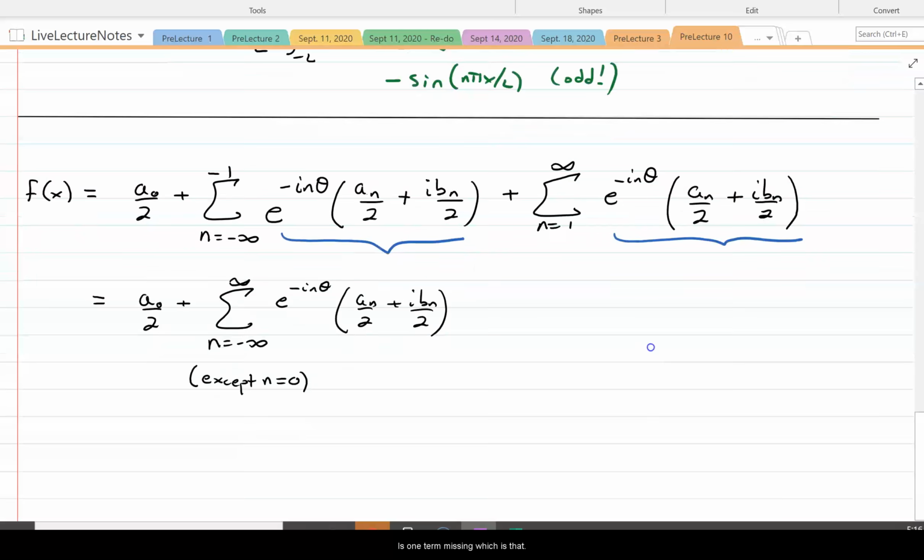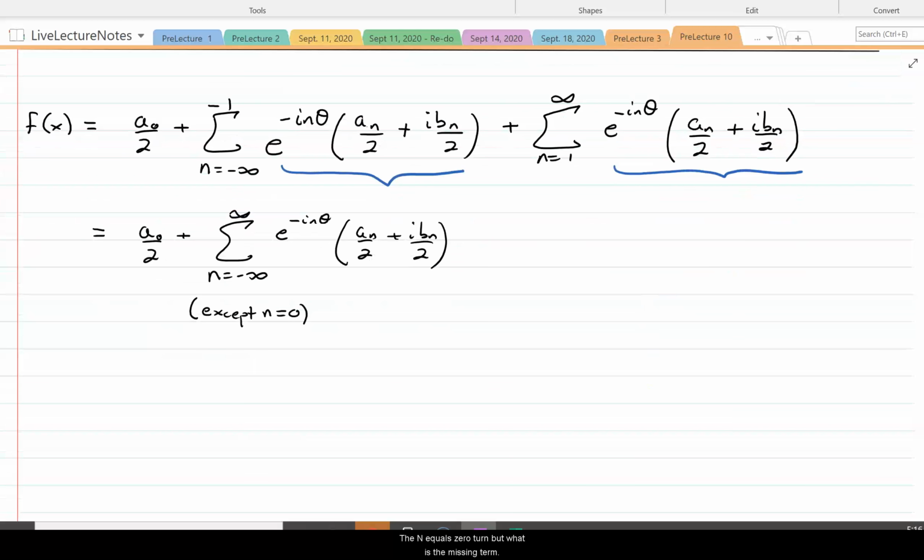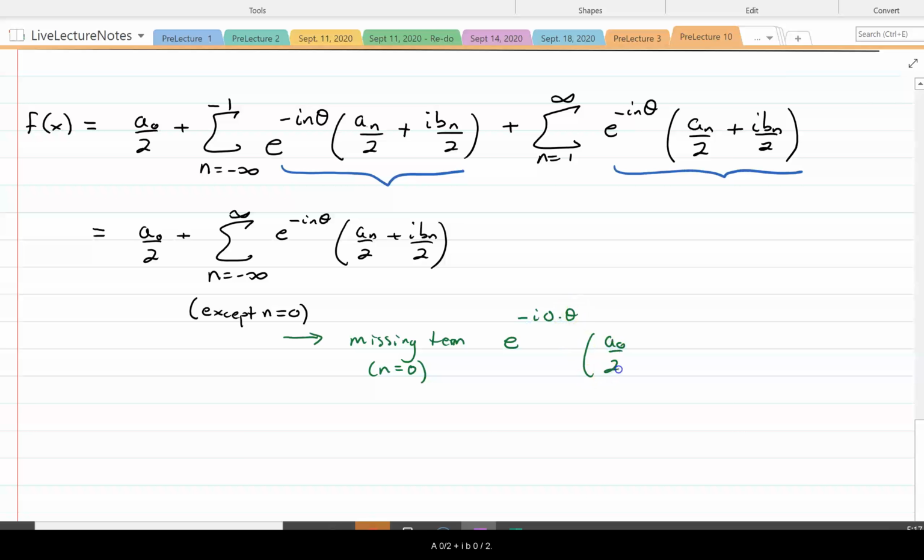There's one term missing, which is the n equals 0 term. But what is the missing term? It is this one. E to the, when n equals 0, right? E to the minus I times 0 times theta, a0 over 2 plus I b0 over 2. But hopefully you remember there's no b0. This is 0. And this is 1. So the missing term is a0 over 2. And the amazing thing is that that is exactly this term that we have out in front there.